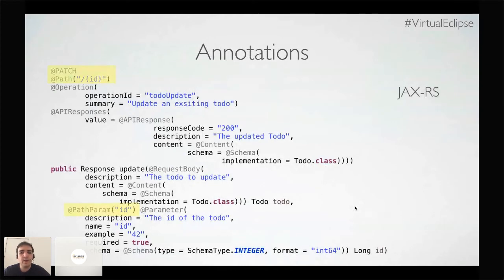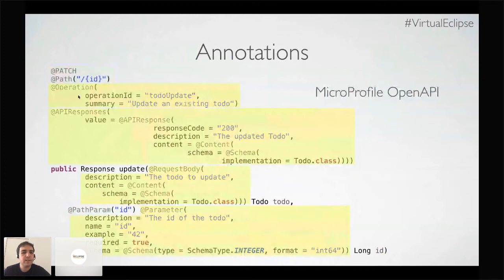So here, those are the Jax-RS annotation that you might already know. And this is why I told you it's a little bit verbose. This is what you need to add in order to add the documentation, in order to create the OpenAPI specification.